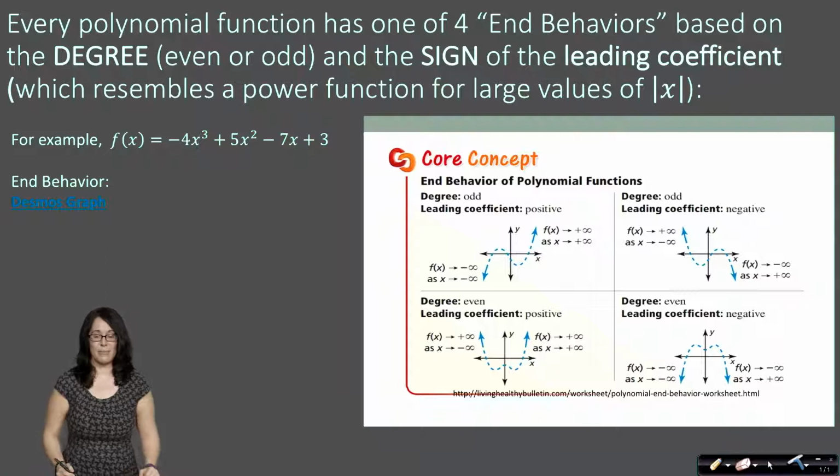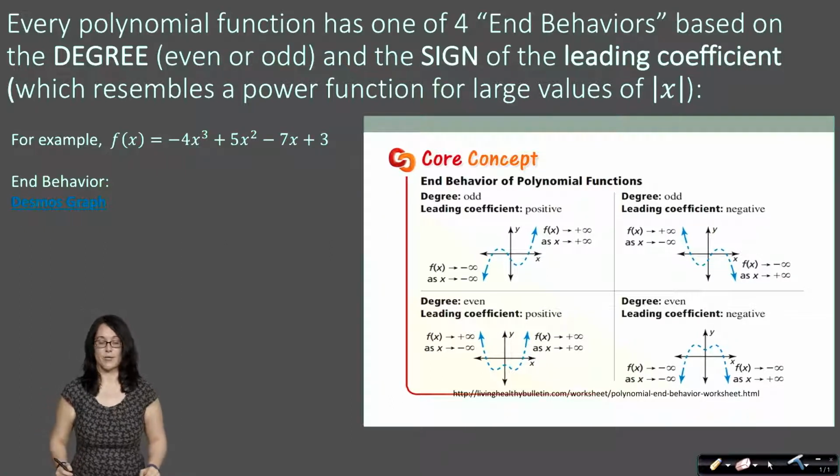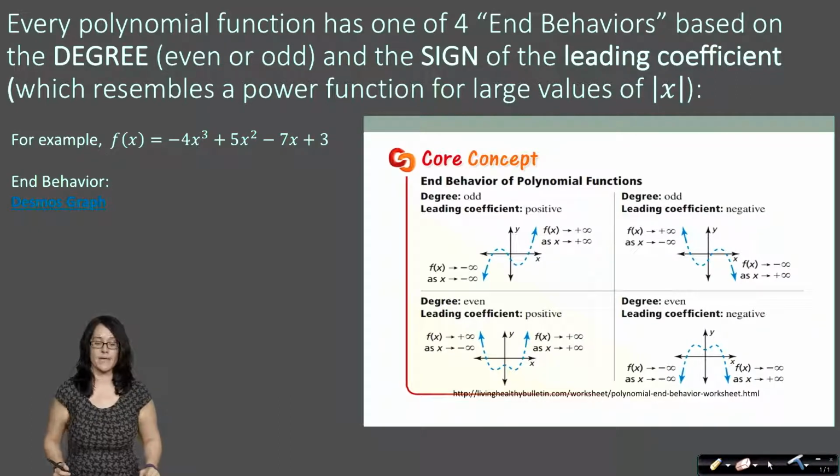So we have an example on this slide. It's f of x equals negative 4x cubed plus 5x squared minus 7x plus 3. Now, if I were to ask you how many real zeros I could have, hopefully you could say 3. And how many turns could I have? Up to 2. Great job.